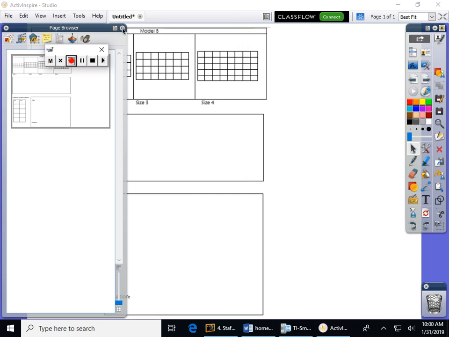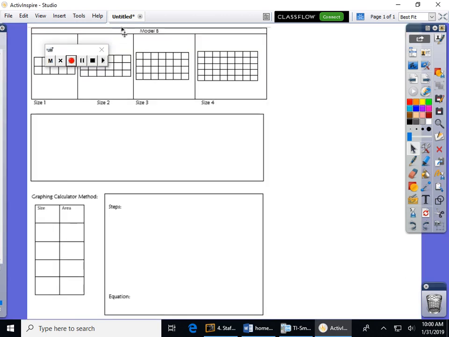Okay, today's homework we are looking at the graphing calculator method. I'm going to show you two different ways to write a quadratic equation. So the first thing is we have our model here. We have a bunch of rectangles here: size 1, size 2, size 3, size 4.